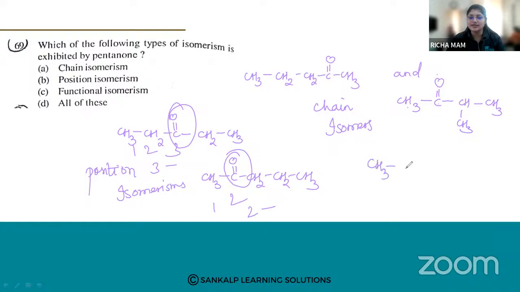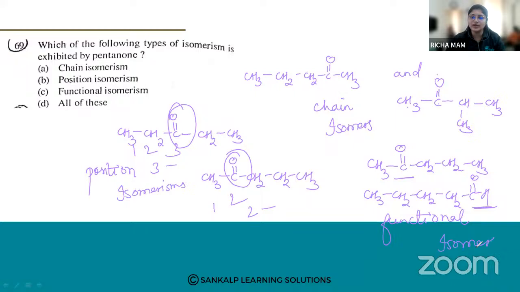Now, one more possibility is CH3, C double bond O, CH2, CH2, CH3, and CH3, CH2, CH2, CH2, C double bond O, H. Now the molecular formula is the same, only the functional group is different, so this is a functional isomer. So pentanone will show chain isomerism, position isomerism, and functional isomerism. So that is all of the above. So option D. Is it clear?